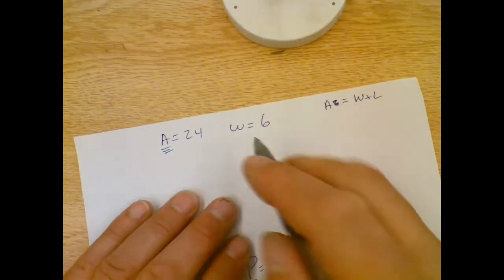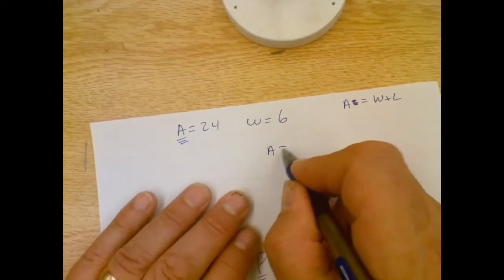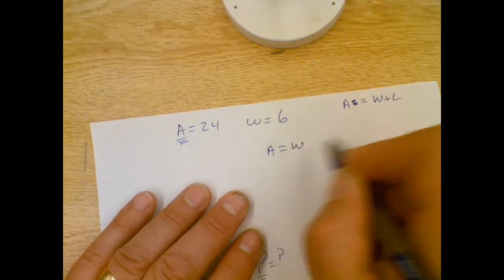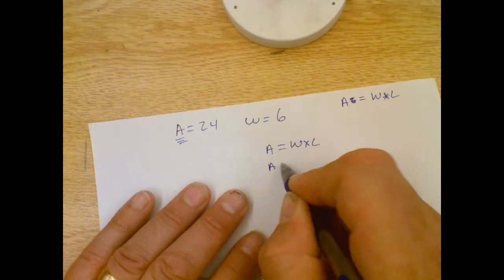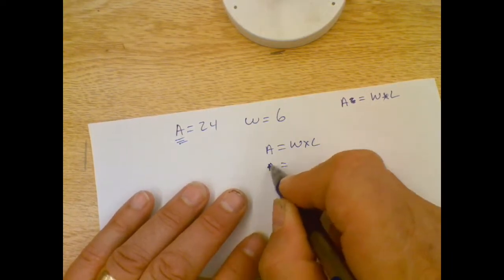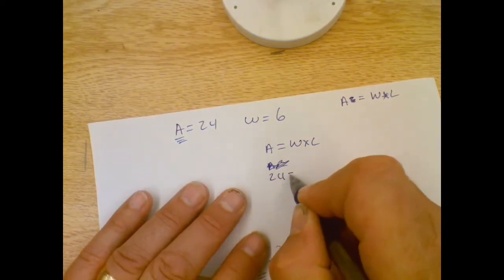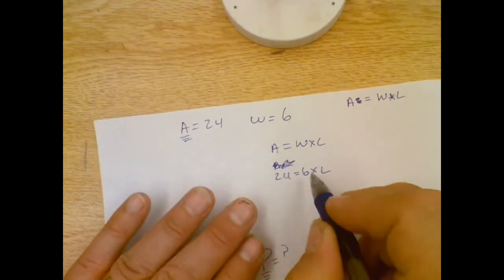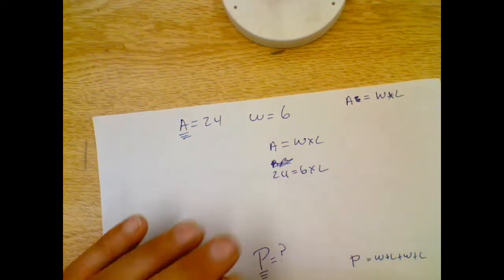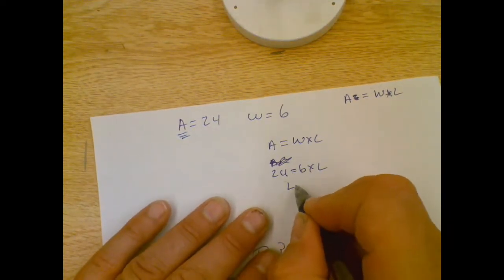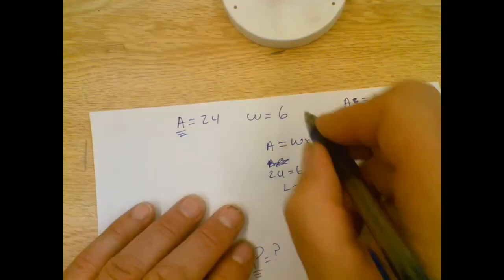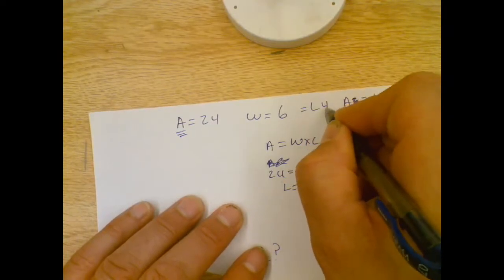So let's start with the first one. The area equals W times L. So 24 equals 6 times L. So something times 6 has to equal 24, and that equals 4. So L equals 4. So now I know that L equals 4.